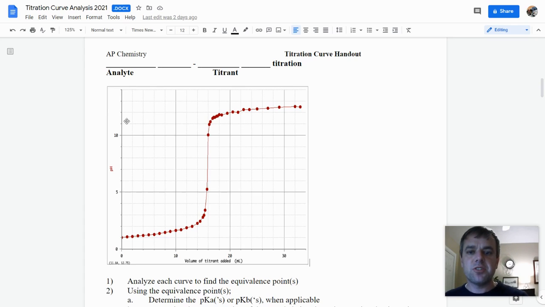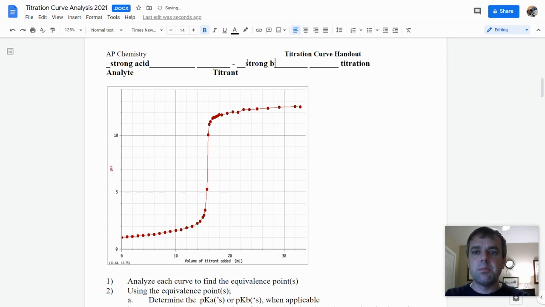On this first curve, since we're starting at a low pH of around 1, and then the pH stays very low, and then it shoots up to a very, very high pH. And it doesn't appear that we form an initial buffer here or anything. It looks like what's in solution is a strong acid and our titrant is a strong base.